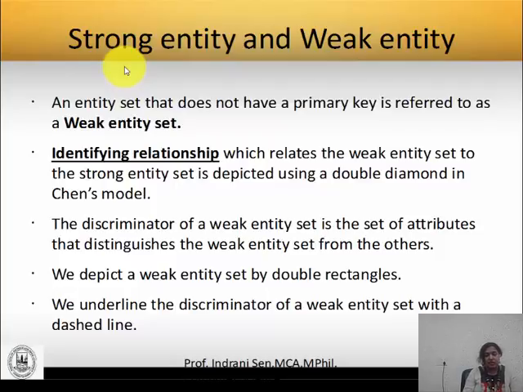A weak entity, though it does not have a unique identifier, still may have something to identify it, which is also known as a discriminator, which may not be unique. And we underline the discriminator of a weak entity set with a dashed line, in contrast to the strong entity in which the primary key is identified with an underline.